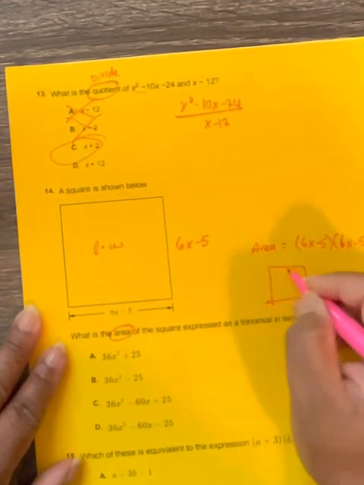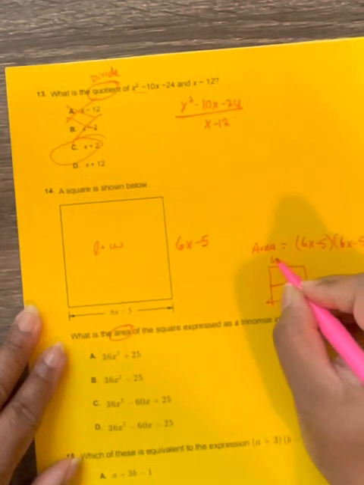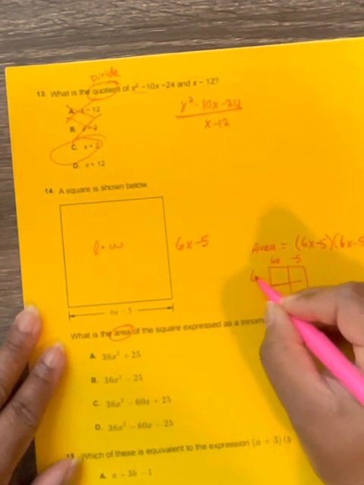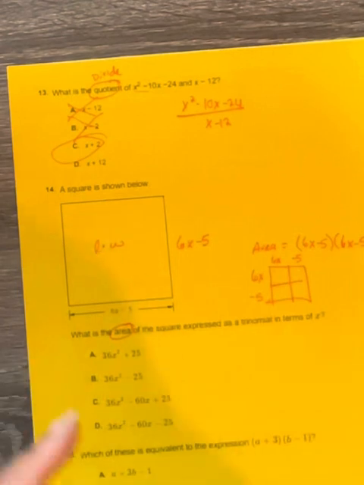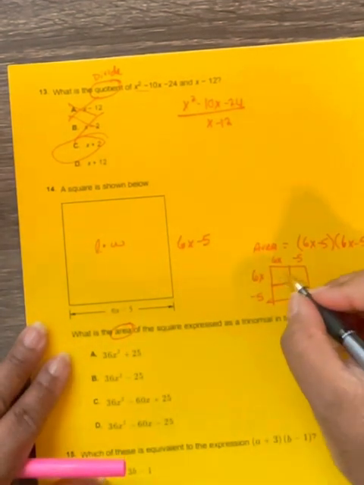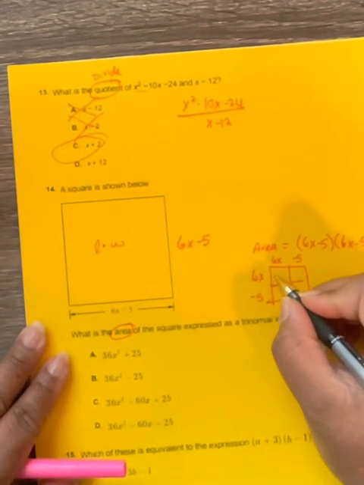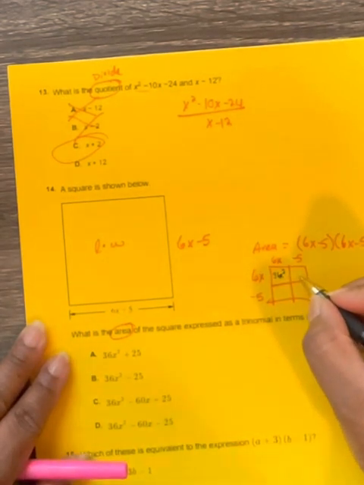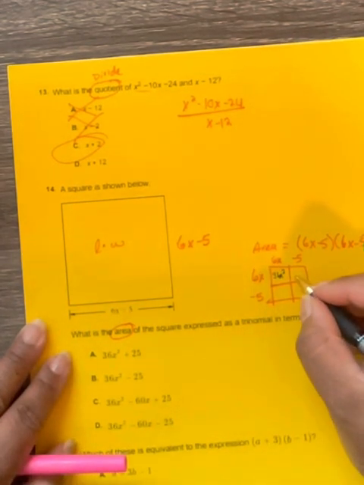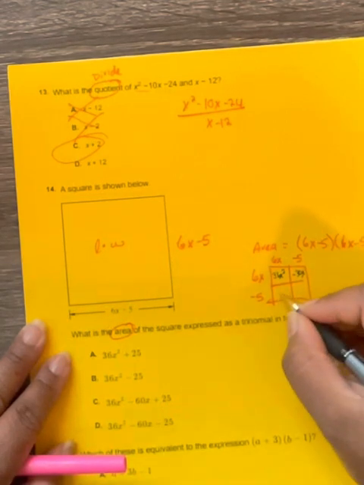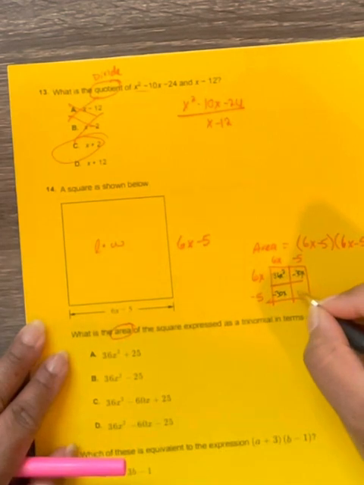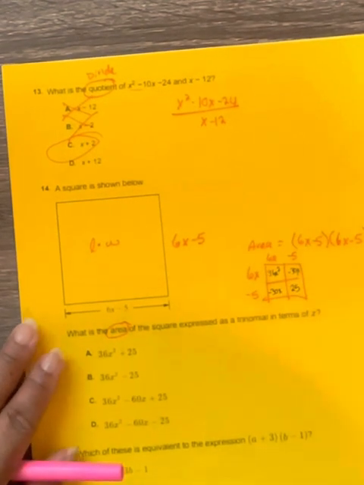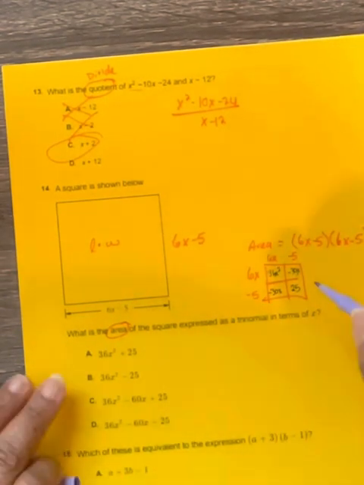Go ahead and do your box, right? And then we're multiplying. So 6x times 6x is 36x squared. Negative 5 times 6x is negative 30x. Negative 5 times 6x again is negative 30x. Negative 5 times negative 5 is 25. We got some like terms here.